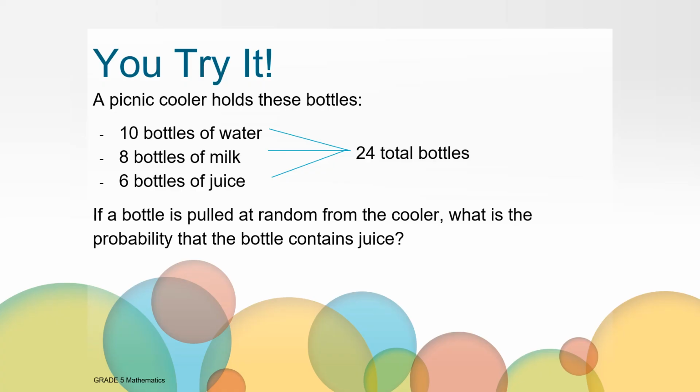What do we want to find out? We want to know what the probability is that the bottle will have juice. So, yeah, there are 6 bottles of juice in the cooler, and there are 24 bottles in all. So the probability that we'll pull out a juice bottle is 6 out of 24. We may need to simplify the fraction, so we can divide the fraction by 1, or 6/6, to find an equivalent fraction of 1/4.